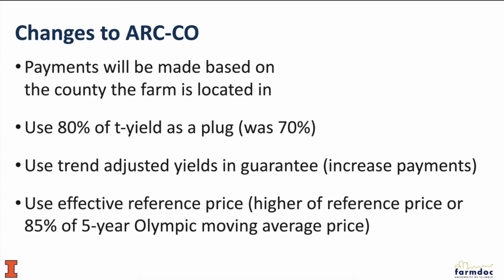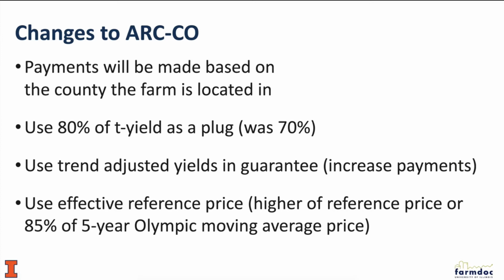The other big changes are on the yield side of ARC County. So again, we're using that 5-year Olympic moving average of the market year average price. This revenue program runs historic as a benchmark. You take the last 5 years prices, the last 5 years county average yields, that multiplies into a benchmark revenue number, and then payments trigger whenever your actual revenue number, the county yield and the national average price, falls below 86% of that benchmark. And that's just like it was last time.